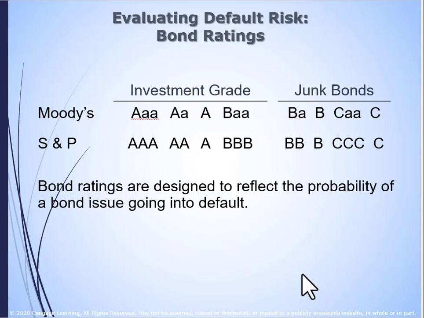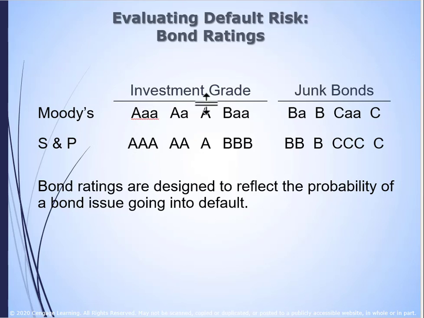And there are companies out there that analyze corporate debt and give it, I'm just going to refer to it as a grade. It's called a bond rating. But this rating is based on the probability of default. So the high grades go to those that have the least chance of default.